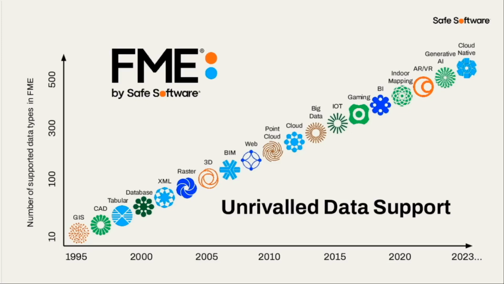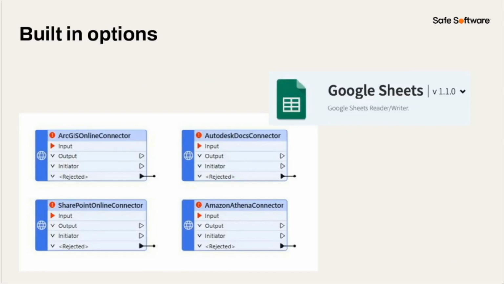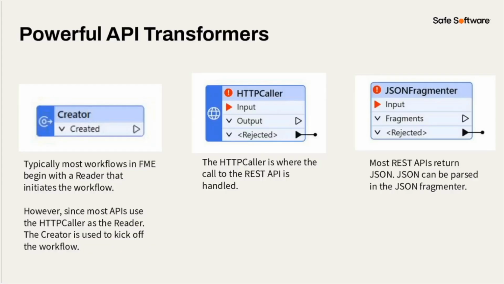So this is a little bit of our history of how we went through our support for all of the different data integrations. In FME, we also have some built-in options. We call them transformers, where you can connect directly to your service, whether it be in a reader or writer, or a transformer such as the Autodesk Docs connector, where there's a package and you can connect with a web connection. We will also be going over the powerful API transformers, where you can customize your own call directly.